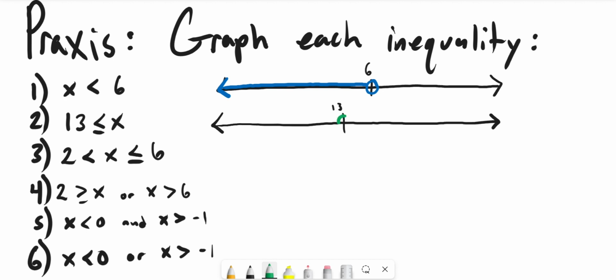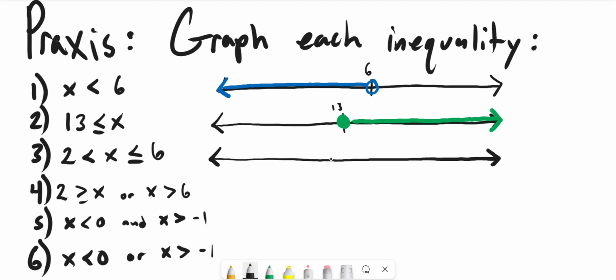They're the same. It's or equal to, so I'll shade 13 as a closed circle, and x is greater than that, so we indicate that by shading on the right-hand side of 13. Here I have two numbers. The compound inequality means both these must be true.